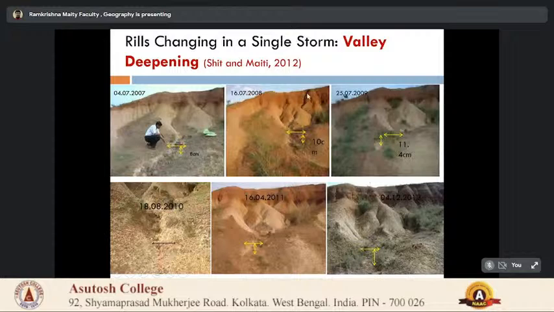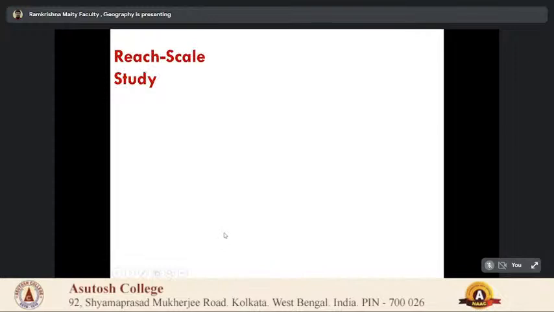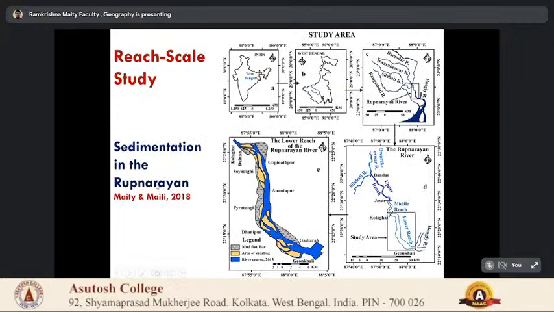Okay, and valley deepening also. Valley deepening on a particular date, you see the dates and the nature of the depth of the valley, various geometric dimensions of the channel, how those are being changed in response to different storms. And the entire morphology of the channel has been changed after a particular storm. Okay, so this is how one channel responds to a particular storm. That means it's the instantaneous time period. So if you concentrate your study on the channels, that means every storm is important for you. So you have to monitor the channel in every storm. But if you fix your study area on a particular ridge, then your time period may not be so short. You can take a long time scale.